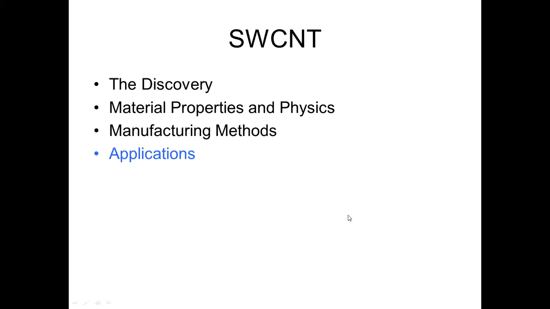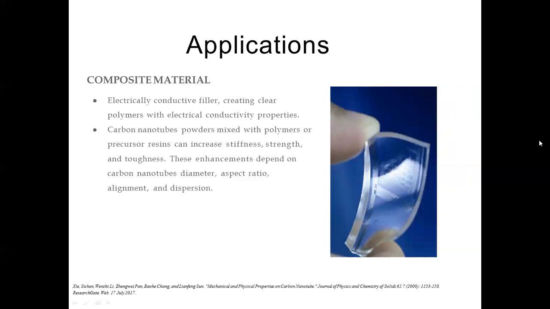So we can take a quick look at some applications. We can make composite materials, as we discussed before. This adds, along with the polymer base, increased stiffness, strength, and toughness. And of course, these properties depend on the amount of material that we deposit into our composite and the ratio, and the alignment and dispersion of that carbon derivative within the material.